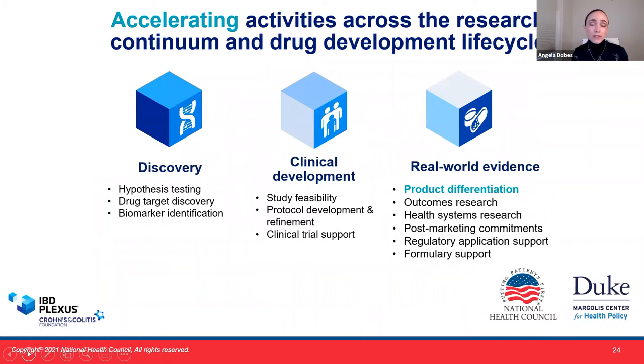IBD Plexus is designed to support activities across the research continuum and product lifecycle by giving end users access to research-ready data sets and samples to more rapidly perform activities versus having to go off and conduct your de novo research. We currently have researchers conducting research across three main pillars: discovery, clinical development, and real-world evidence. For today, though, I'm going to focus on a use case in the real-world evidence space, specifically how researchers are leveraging IBD Plexus and its study cohorts to help differentiate products based off of patients' priorities.